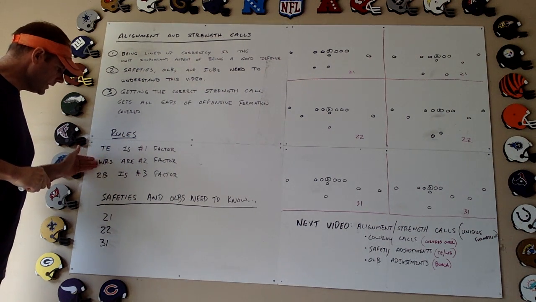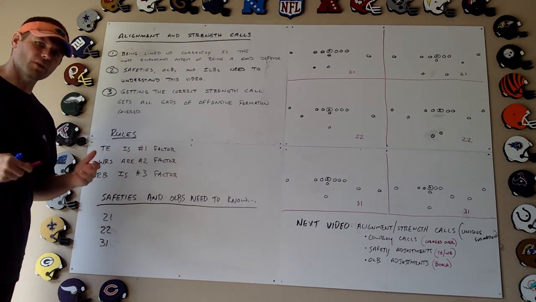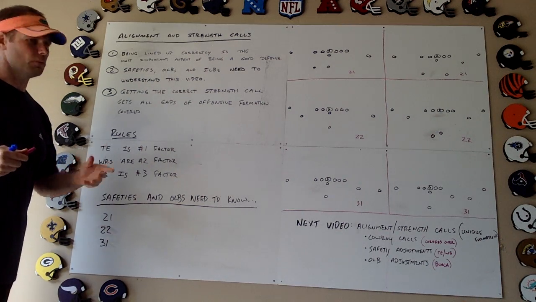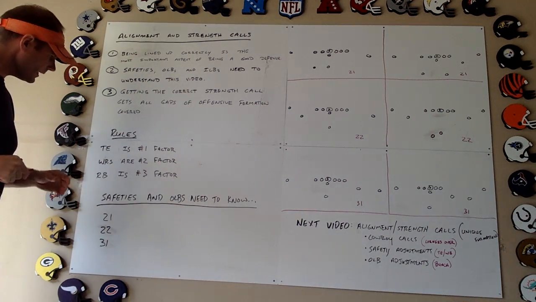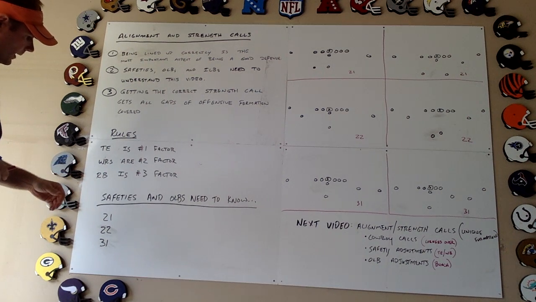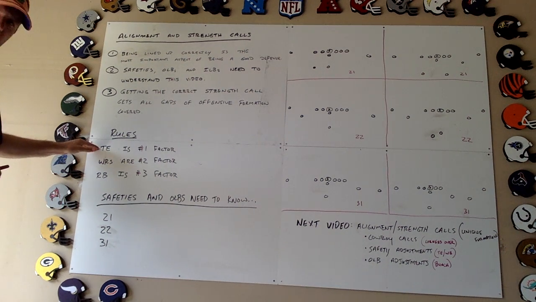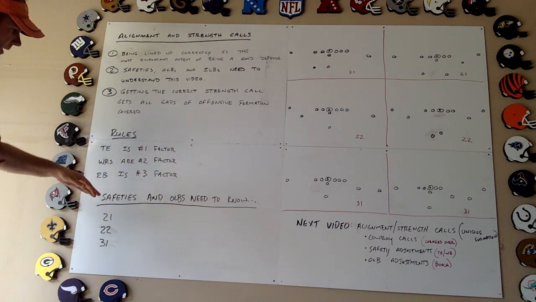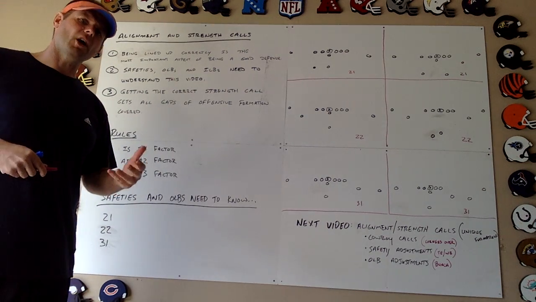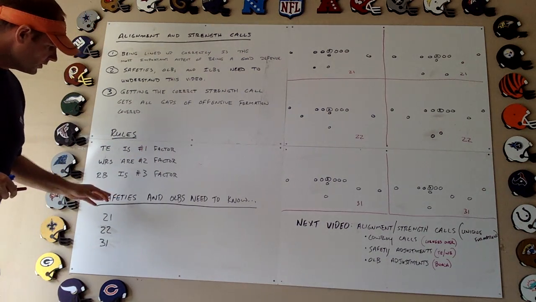If there isn't a tight end, then we get our eyes on how many wide receivers are on each side of the center. And we'll give you some examples over here. And then the third and final factor, if you can't determine strength by tight ends or amount of wideouts, then it's maybe which way is the running back offset to one side or the other.